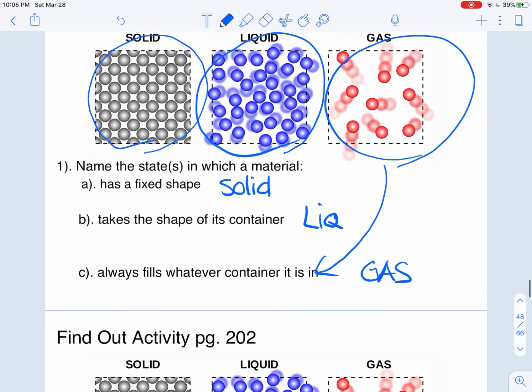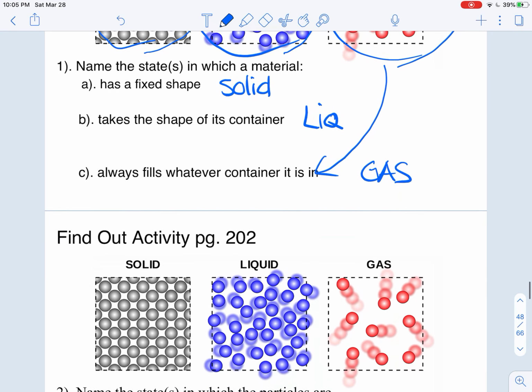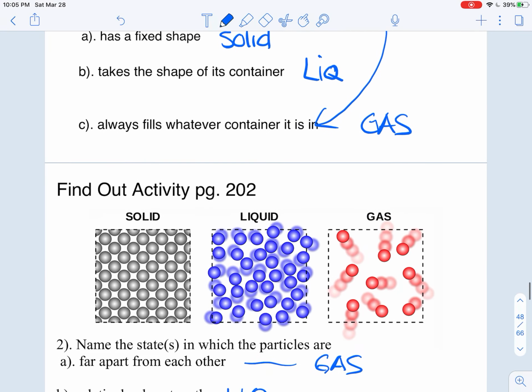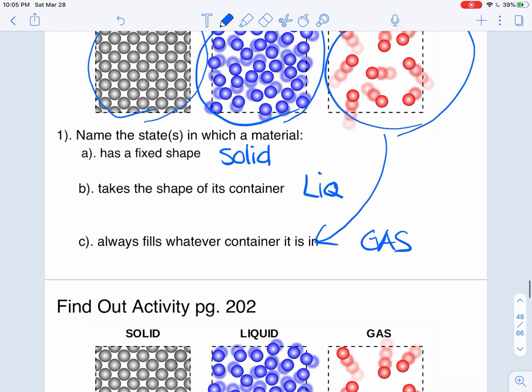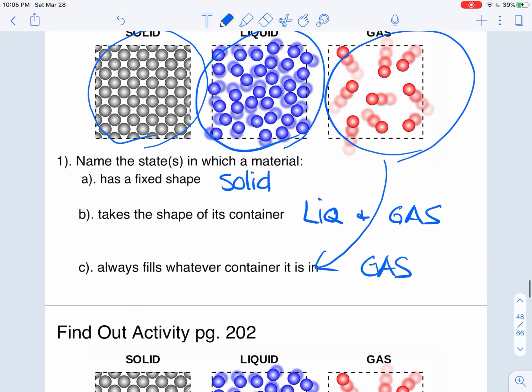And they take the shape of the container. This fits this category as well.